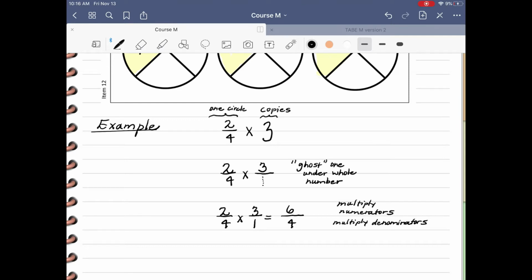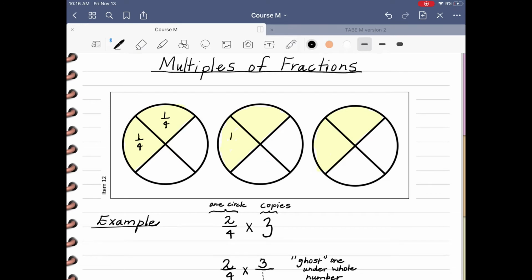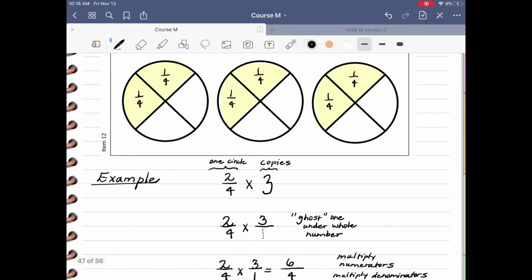So let's see if that matches up with what I have. 6/4. It sure does. If you count all the yellow fourths, there are 6 of them. So 6/4 makes sense with what I'm seeing. There are 6 yellow pieces and they're each cut into fourths.